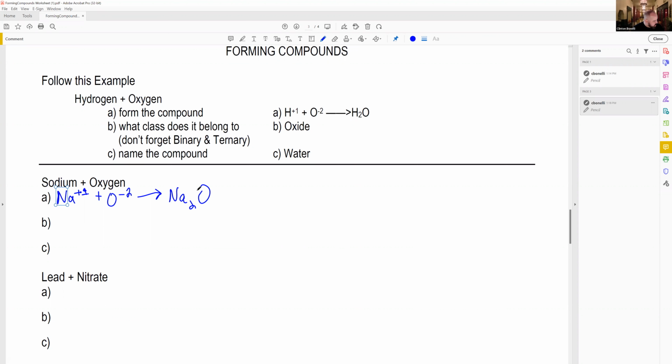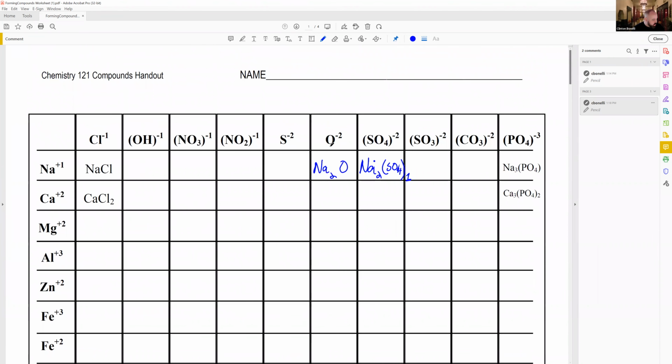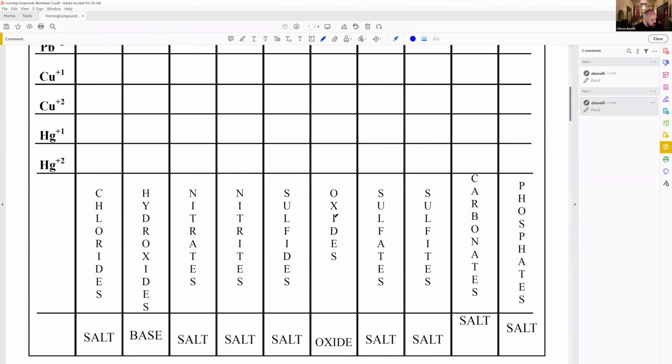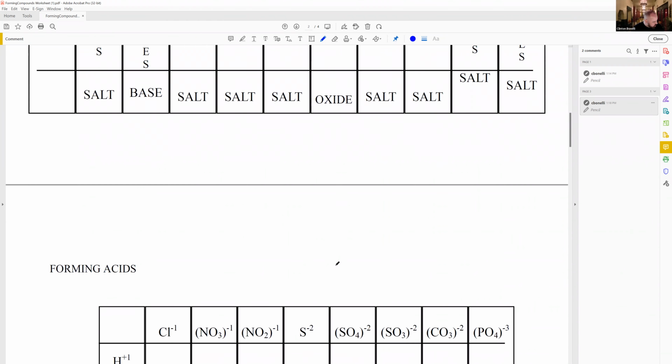Now, because sodium is combined with oxygen, it is an oxide. What if I don't regularly know that? What if I'm a student and not the teacher? Well, I could go back to my first page, which is complete now, to get that answer. So on the first page, when I interacted sodium with oxygen, if I look all the way down that column, it tells me that it's an oxide. So that makes it really easy.